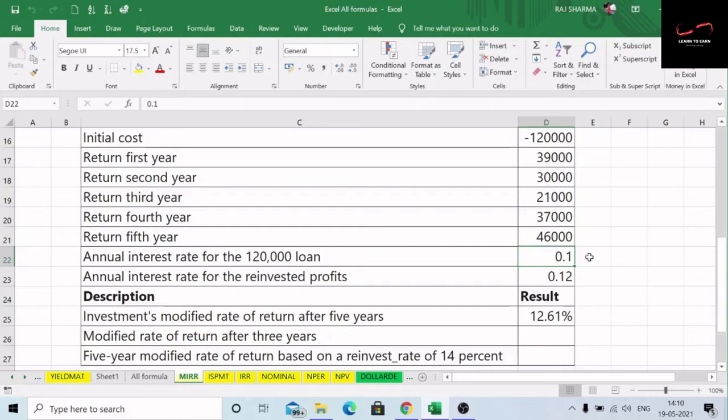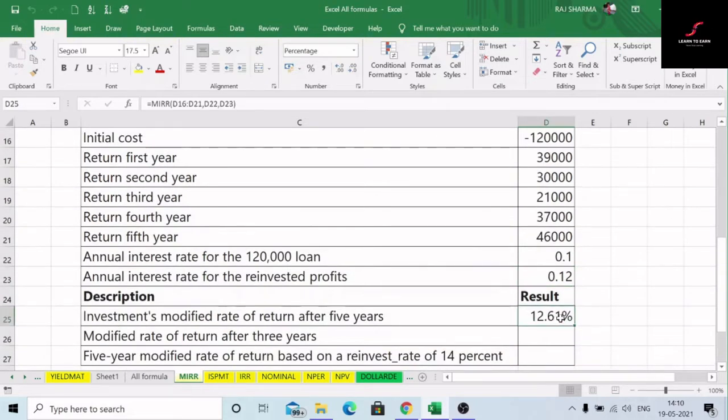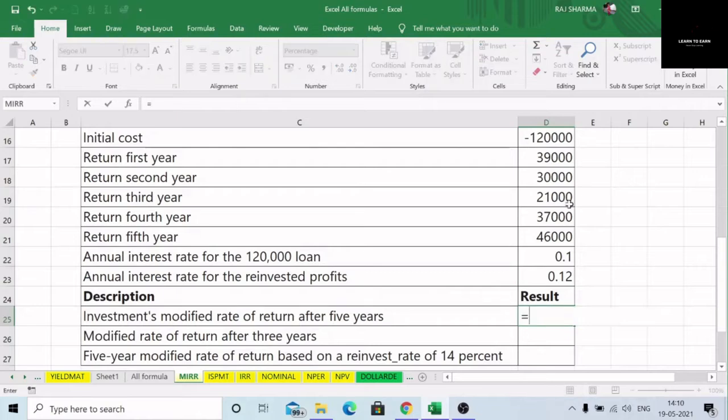Now this is the interest rate on this 1,20,000. So 10% is the interest rate, and there is an annual interest rate for reinvestment profit. The amount you are reinvesting for the given tenor fetches you an interest rate of 12%. So let us work out the modified rate of return after 5 years, including the reinvestment return on these subsequent cash flows.